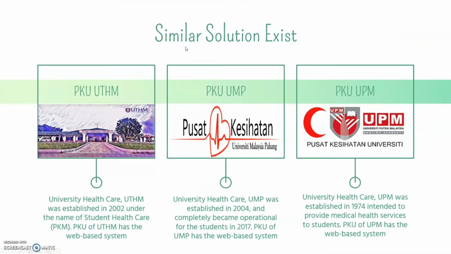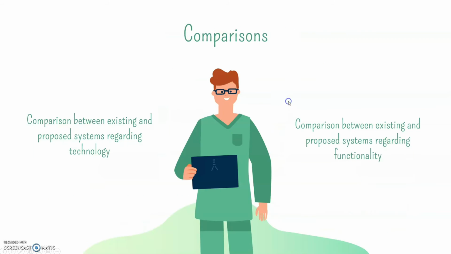So let's see some of the similar solutions that exist. As you can see, these three are the PKU of different universities, UTHM, UMP, and UPM. They have their own healthcare centers, and they also have web systems there, which I compared with the proposed solution.